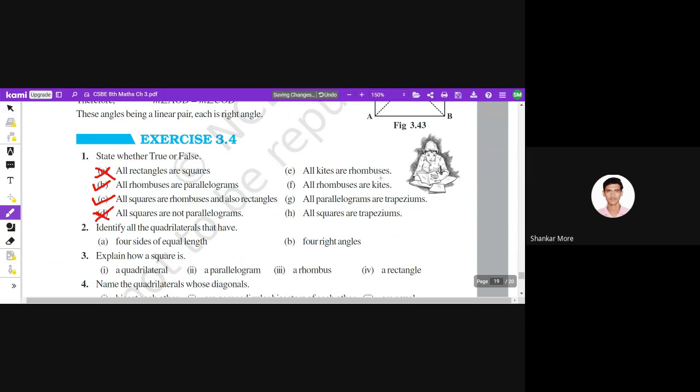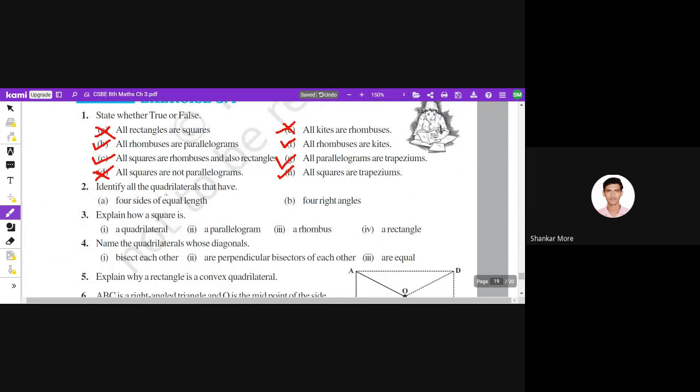All kites are rhombuses. Not necessarily. Right. All rhombuses are kites. It's true. Yeah, good. All parallelograms are trapeziums. Yeah, true. And all squares are trapeziums. That is also true. Correct.